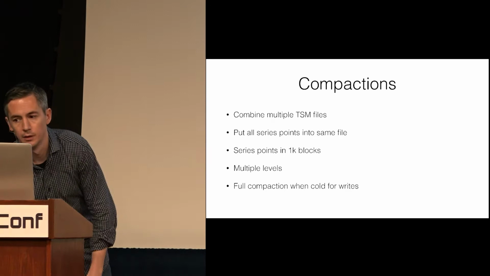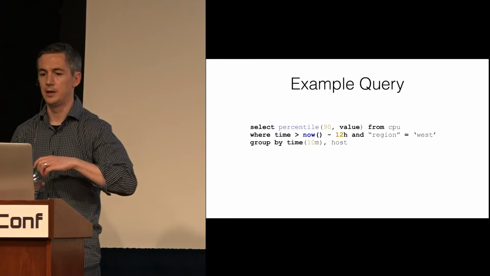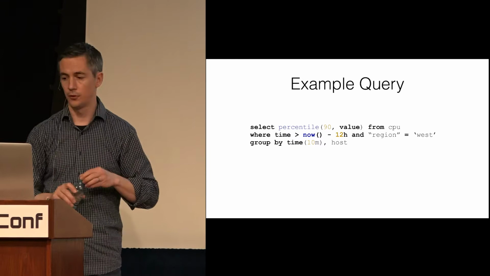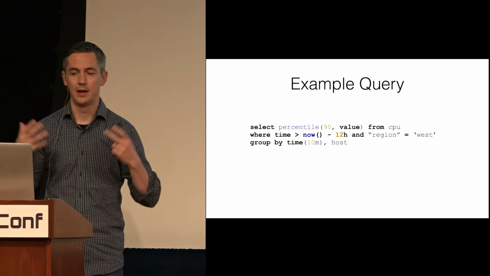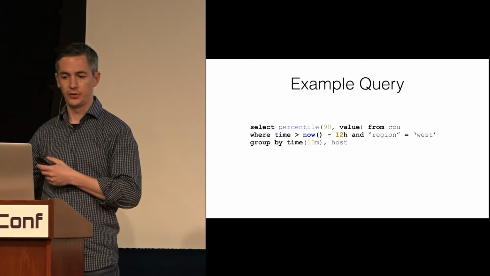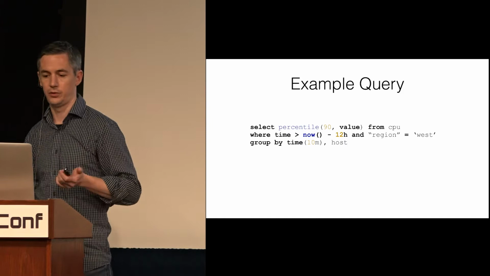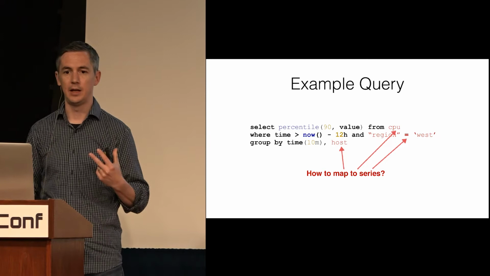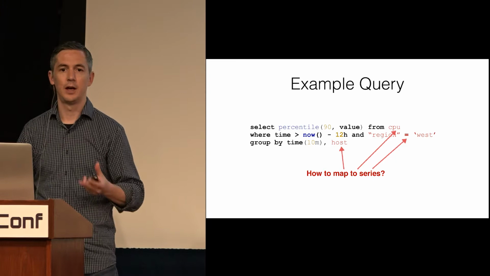All right. So now I'll talk a little bit about the indexing scheme that we have. To go through this, we'll have to look at this sample query, just so we understand the scope of the problem. In this query, we're grabbing the 90th percentile value from the CPU measurement for the last 12 hours, only from hosts in the Western region, and we want 10-minute buckets, and we want a series for every single host. Now the question becomes, how do we map this metadata, the measurement name CPU, host, the region, to the underlying series so that we can perform this computation and return a bunch of individual time series back?